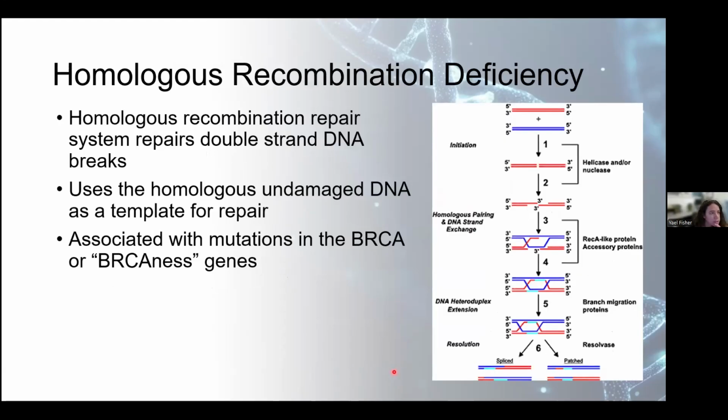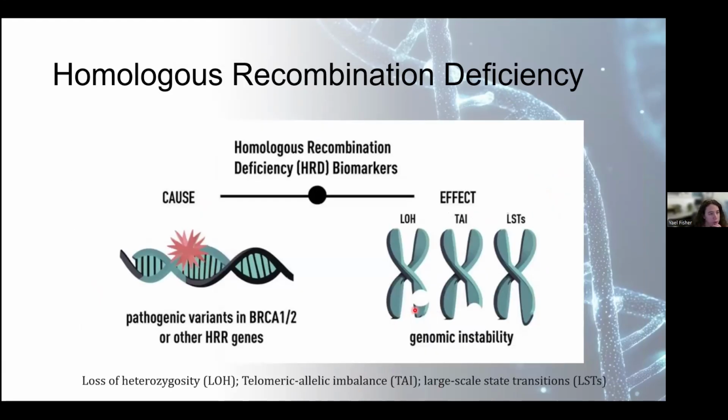The other repair system is the homologous recombination repair system that repairs DNA based on copying the homologous area. It repairs double-strand breaks in the DNA. And deficiency in this system is associated with mutations in BRCA1 or BRCA2 genes. When we test for homologous recombination deficiency, we can either test for the pathogenic variants in the BRCA1 or BRCA2 genes, or we can test for the results.